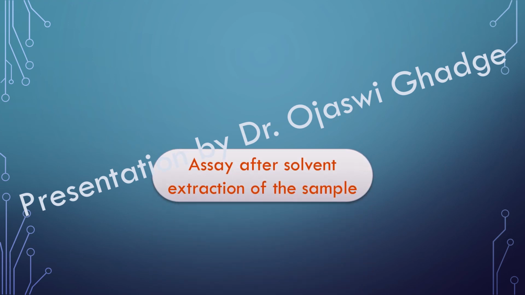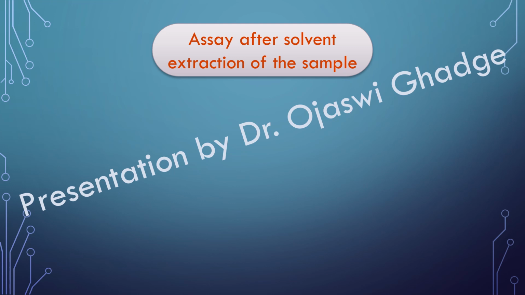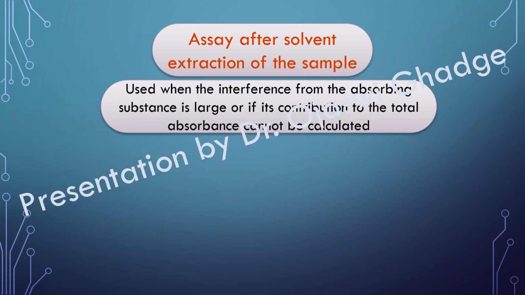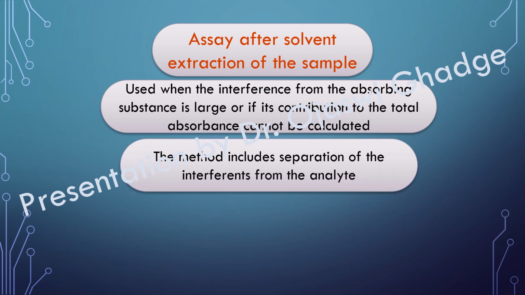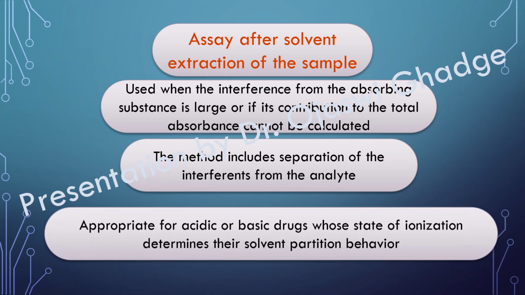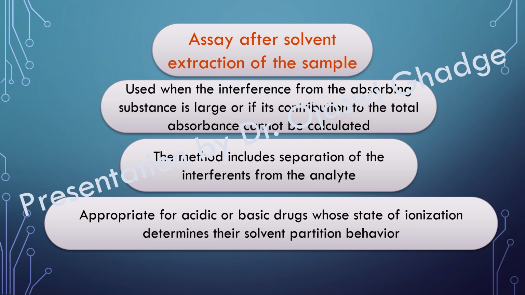We have learnt the method of assay after solvent extraction under multi-component analysis in theory also, and the principle we have learnt. Just a recap of the principle. This method is used when the interference from the absorbing substance is large or if its contribution to the total absorbance cannot be calculated. The method includes separation of the interference from the analyte, and the method is appropriate for acidic or basic drugs whose state of ionization determines their solvent partition behavior.